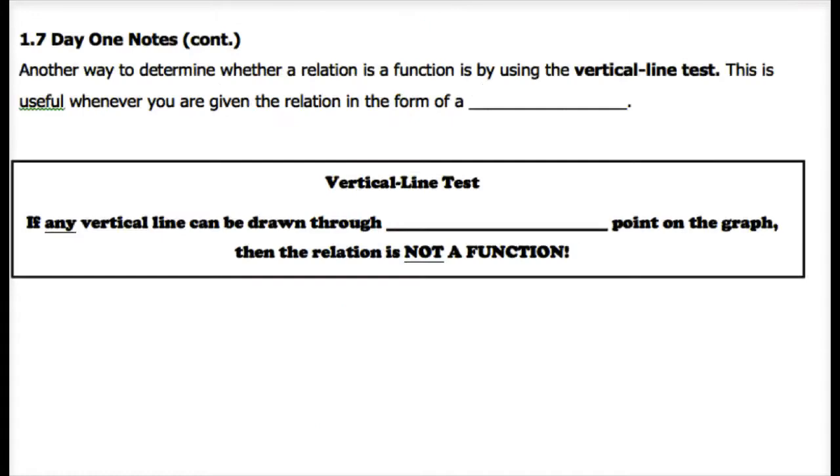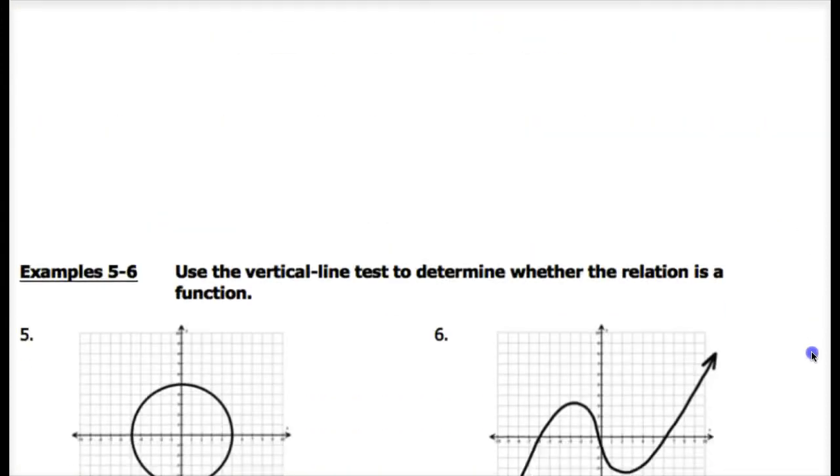We have another way to determine whether relations are functions, and this little test, called the vertical line test, is useful anytime you're given the relation as a graph. Whenever you're given a relation as a graph, you want to keep this vertical line test in mind. What the vertical line test says is if any vertical line can be drawn through more than one point on the graph, then the relation is not a function. So here's how that works.